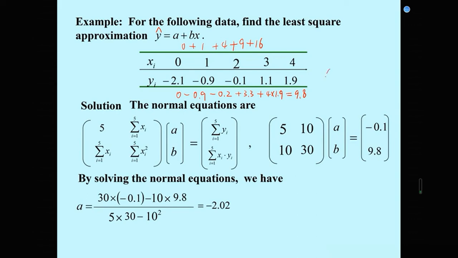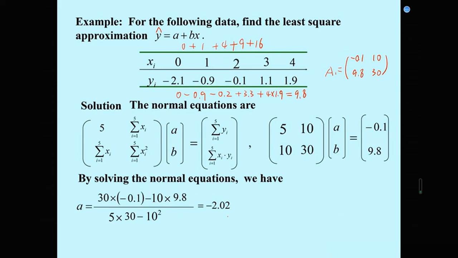So, A1, I write here. A1 is minus 0.1, 9.8, 10, and 30. This is A1, right? Okay, so the determinant. Now you see, 30 multiplied by minus 0.1, minus 9.8 multiplied by 10, or 10 multiplied by 9.8. It's okay? We obtain the numerator. It is easy to check. The ratio is just minus 2.002. It's okay? Numbers, you can check.